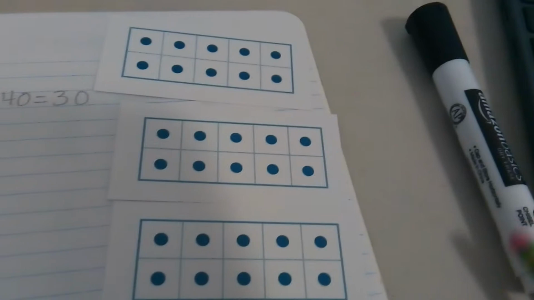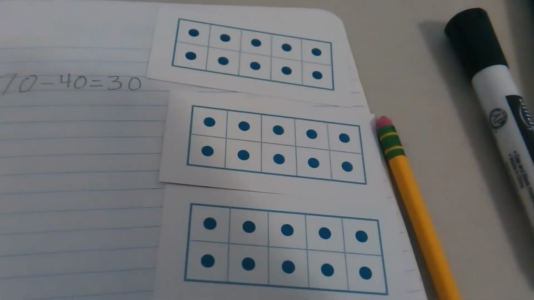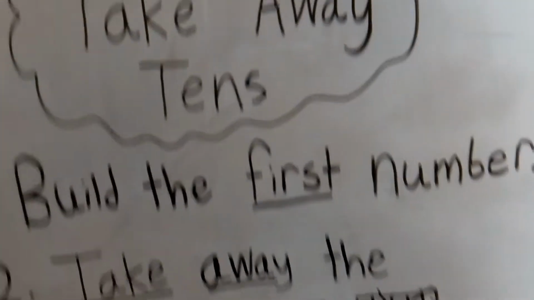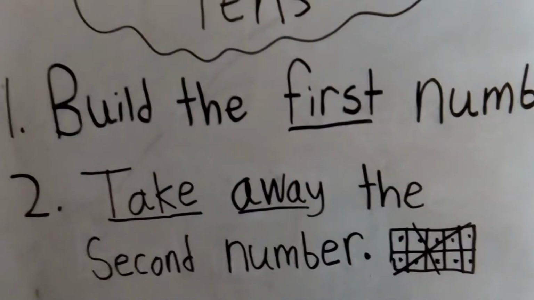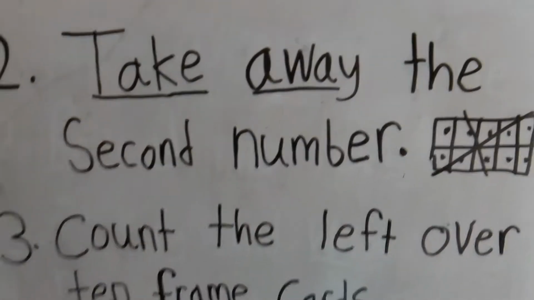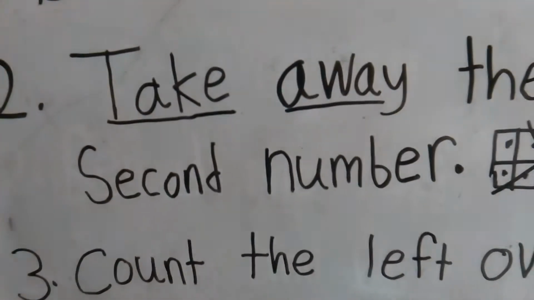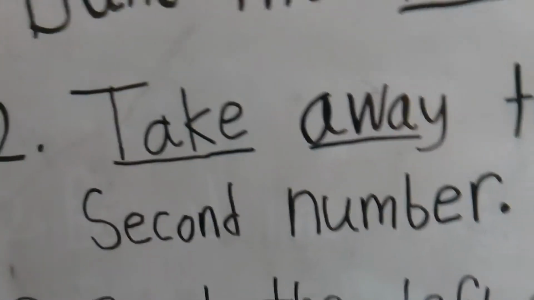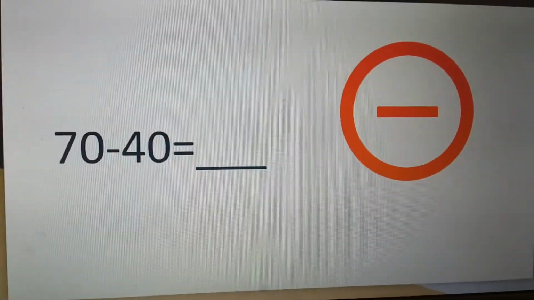All right, now that you've seen me complete our 3 steps, it's time for us to build the first number, take away the second number, and count the leftover 10 frame cards to find the difference in a number sentence using tens. To get ready for this, on your Google Classroom, you will have the following.